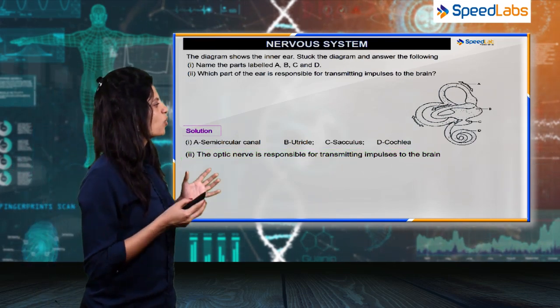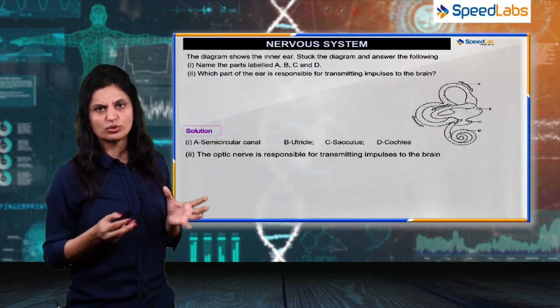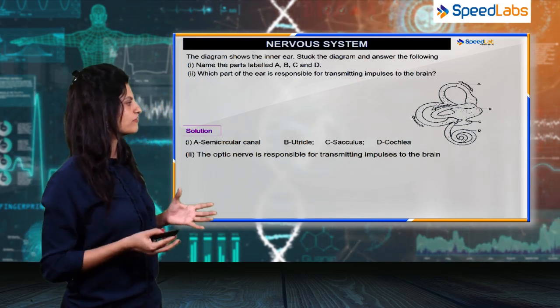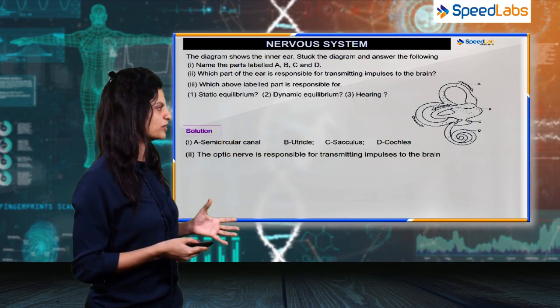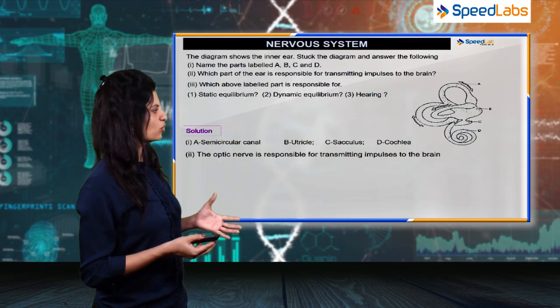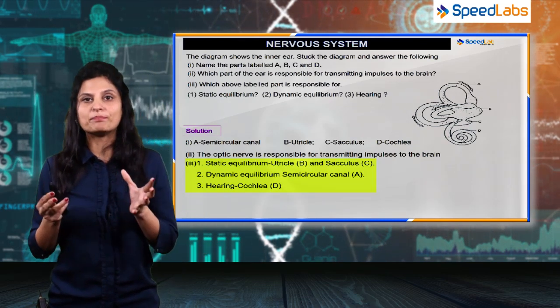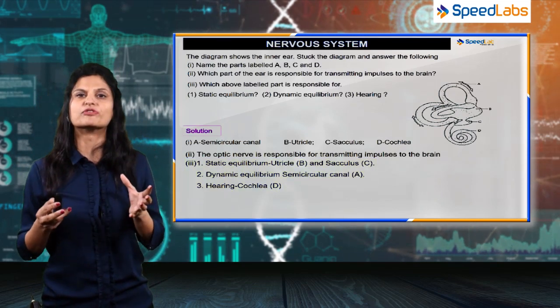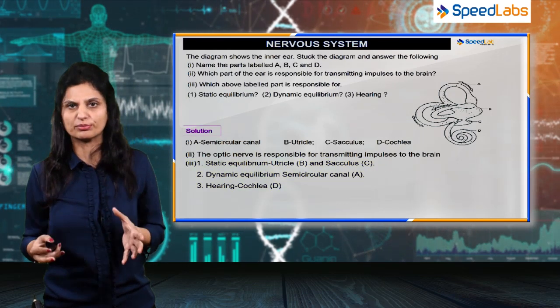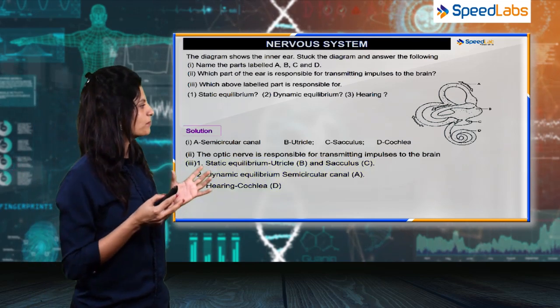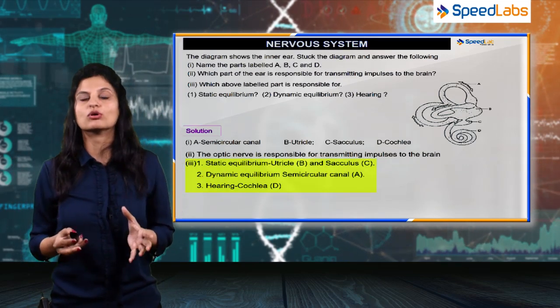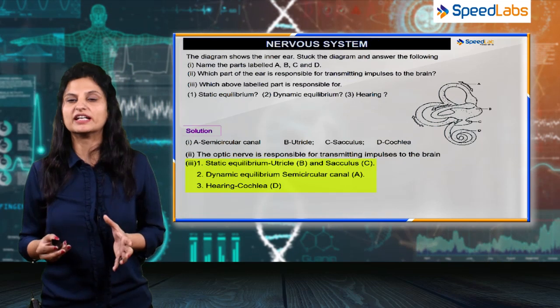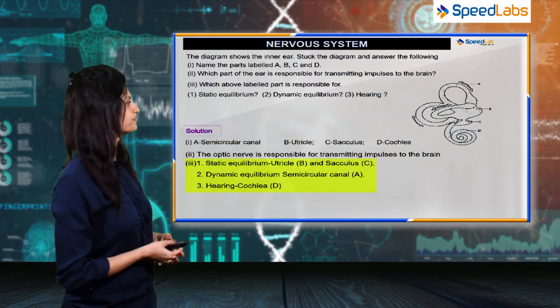Next is, which of the labeled parts shown in the diagram is responsible for maintaining static equilibrium? As we know, the sensory patches in the utricle and the saccule are responsible for maintaining static equilibrium. Hence, part B and part C will be responsible for maintaining static equilibrium.